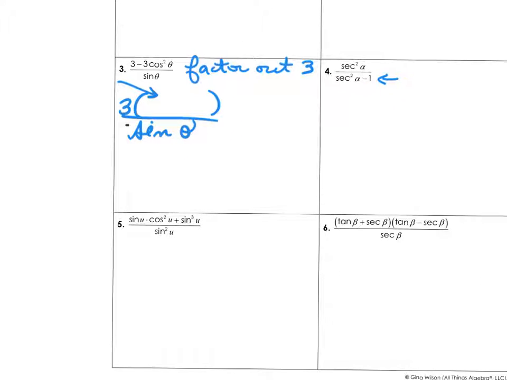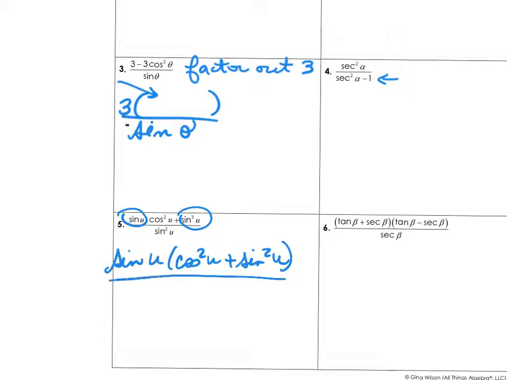Just looking at this next one, this one has a sine of u and a sine of u, so you could factor out a sine of u, and you'll be left with cosine squared of u plus sine squared of u, and that's an identity over sine squared of u. So you should be able to sub in an identity right here.